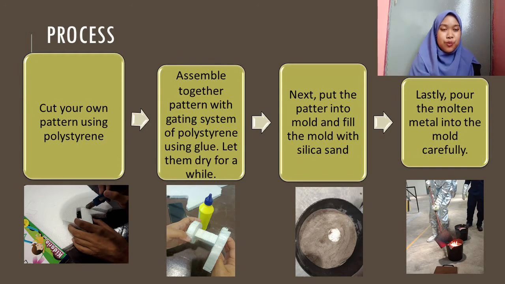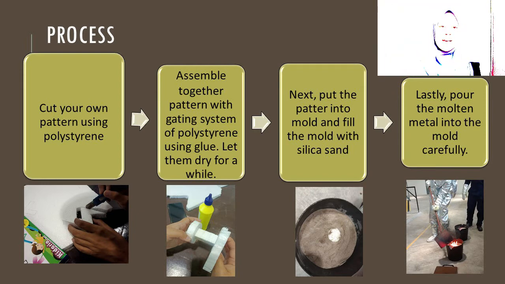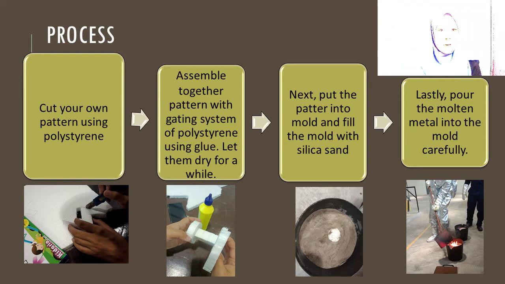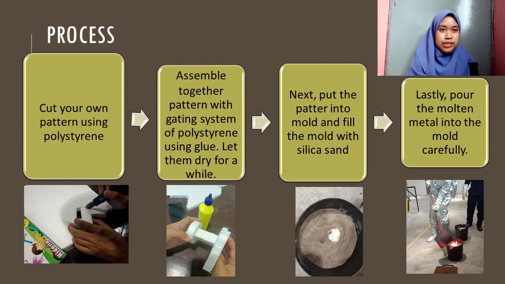First and foremost, we discussed the pattern that we wanted to decorate on the polystyrene. A moment before, we used our phone to check the best pattern that we wanted to use. So lastly, we chose a lightning emoji as our pattern. Next, we draw the pattern on the polystyrene and cut it. For the gating system, we also use polystyrene. Next, we assemble the gating system and the pattern that we decorated before. We assemble them with glue or PVA glue and keep it drying.